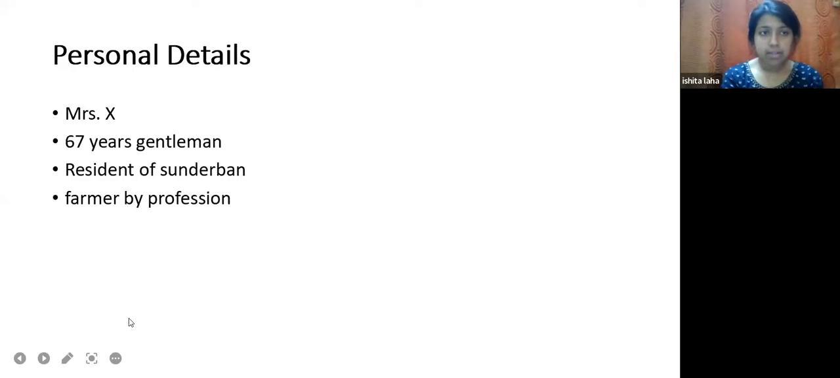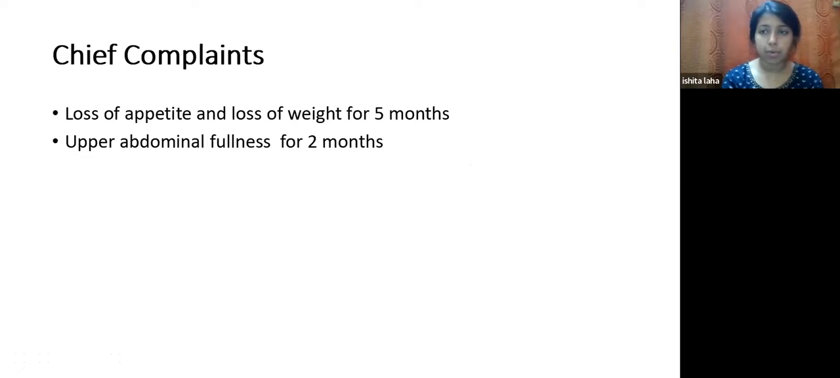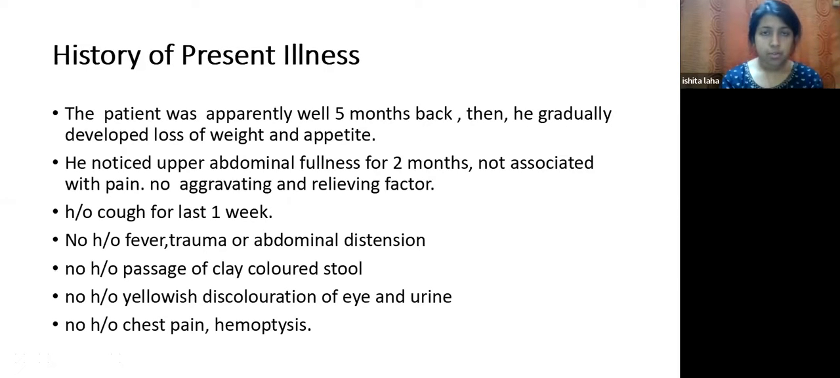I present my case, sir. It's Mr. X, a 67-year-old gentleman, resident of Sundarban, a farmer by profession, presented with the complaint of loss of appetite and loss of weight for 5 months and upper abdominal fullness for 2 months. On history of present illness, the patient was apparently well 5 months back. Then he gradually developed loss of weight and appetite. He noticed upper abdominal fullness for 2 months, not associated with pain, no aggravating or relieving factor.